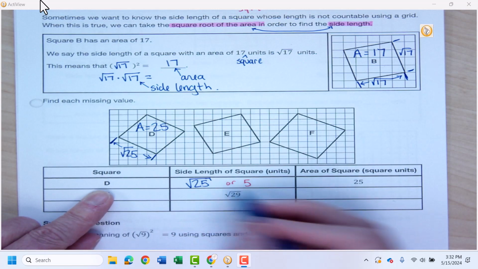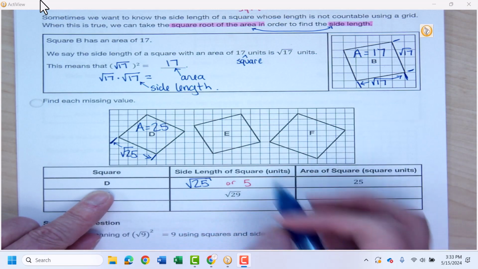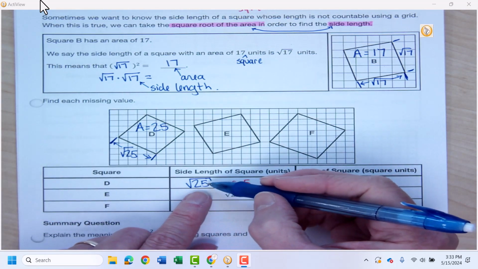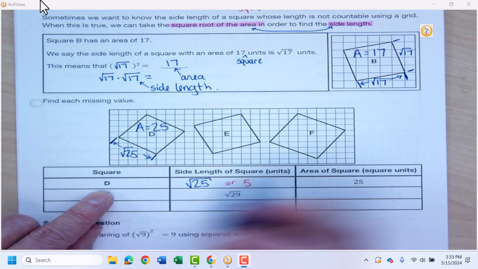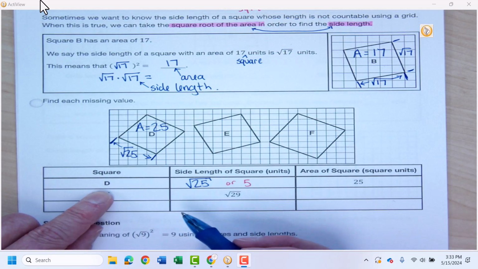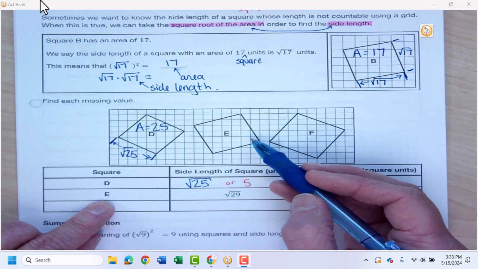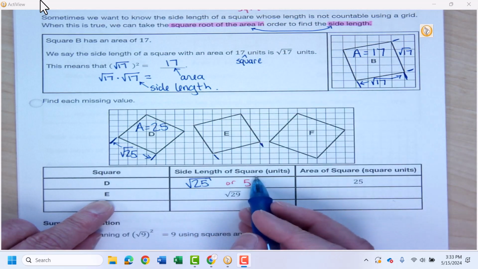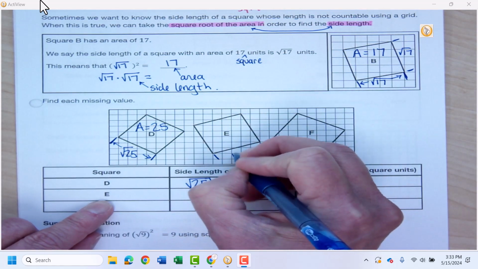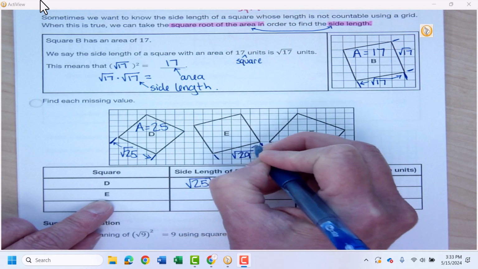Now, you're right, that's just another way of saying 5. But it's not always that easy to tell what number you can multiply by itself to get 25. So that's how we look at square D. Let's take a look at square E. Well, this time we're given the side length. The side length of this square in units is the square root of 29.